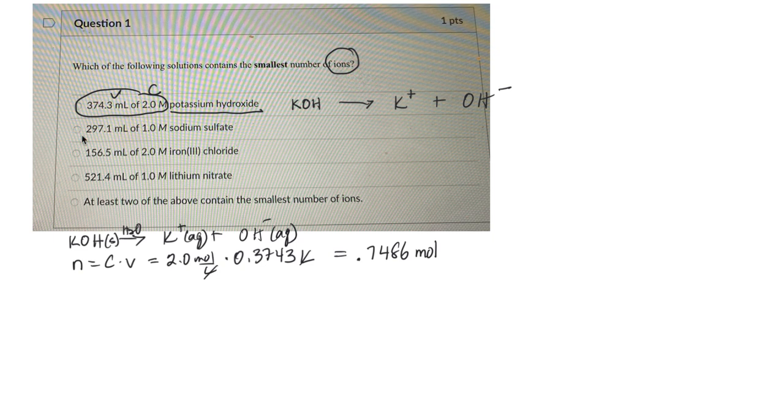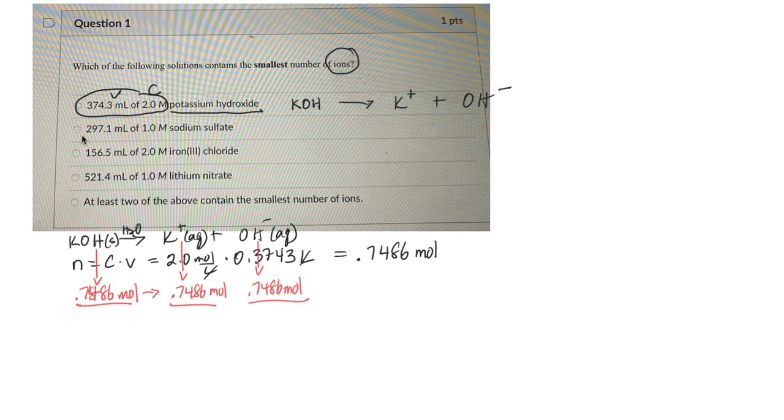So I'll put an arrow through there. The amount of that is 0.7486 moles. Since this is 1-to-1, when this dissociates, I'm going to have 0.7486 moles of that, and 0.7486 moles of hydroxide ions. So this is what I started with, and this is what's in the solution.